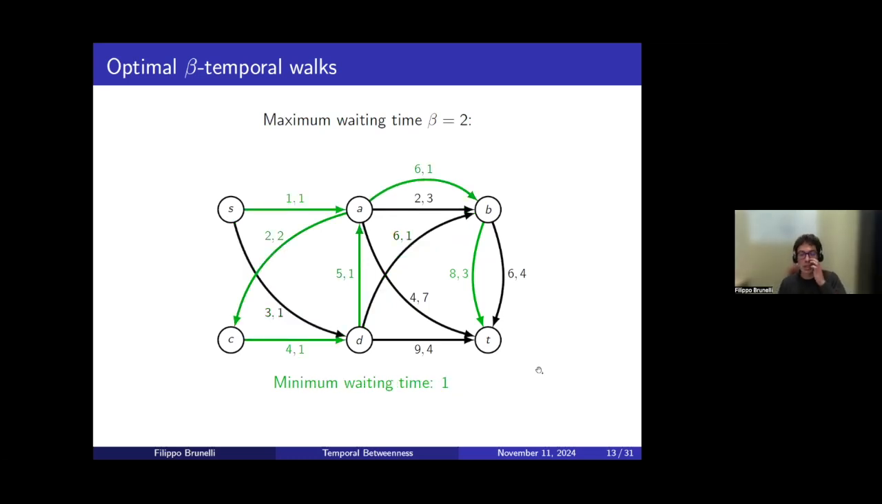And another possible criteria that we might want to consider is minimizing the waiting time, defined as the sum of the time spent in each intermediate node. So, for example, here we are only waiting in one node, which is B, because in B we arrive at time 7 and then we leave at time 8, which means we are waiting 1 unit of time in B, while for all the other ones we are taking the temporal edge as we arrive.